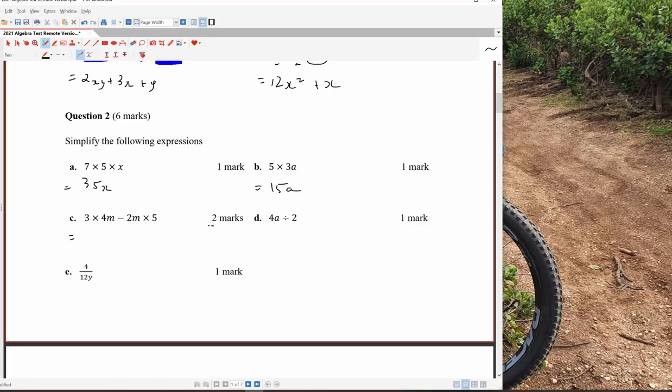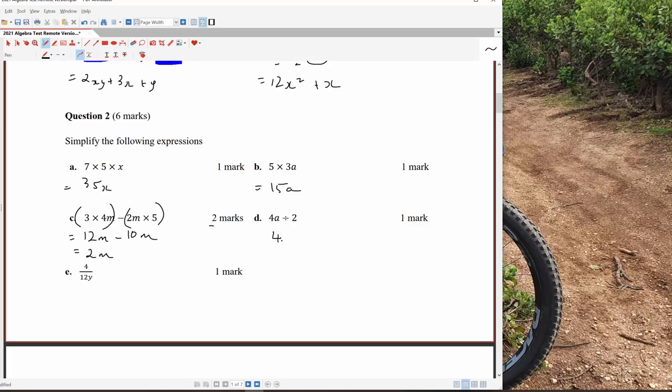This one here is worth 2 marks, so you need to have a method mark here. So we're going to do this multiply first and this multiply second. So it's 3 lots of 4m, which is 12m, take away 2m times 5 is 10m. 12m take away 10m is 2m.